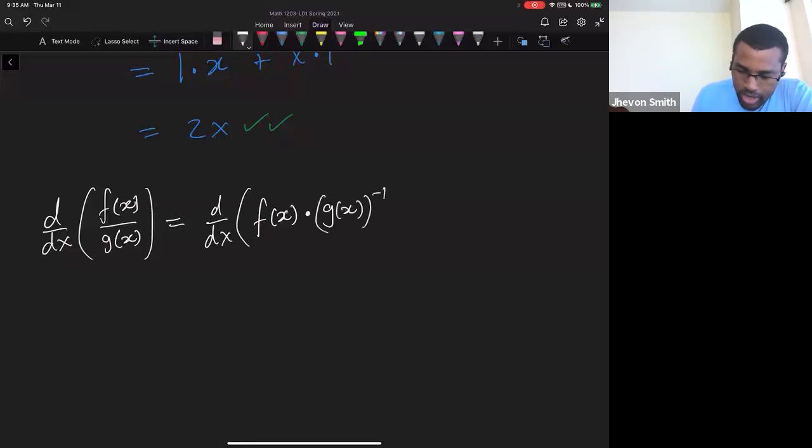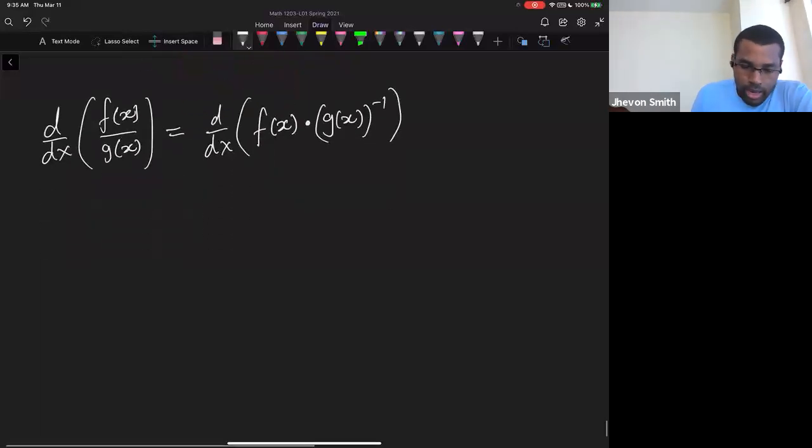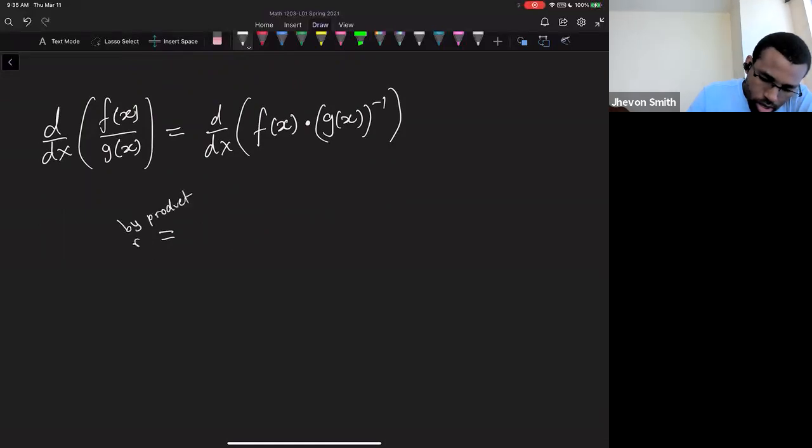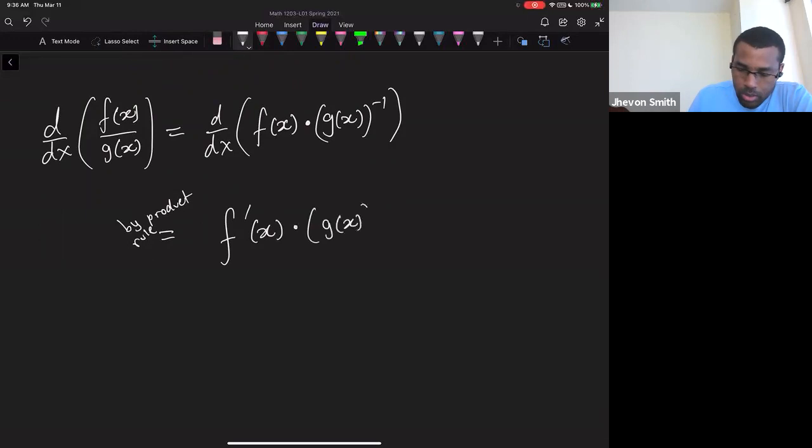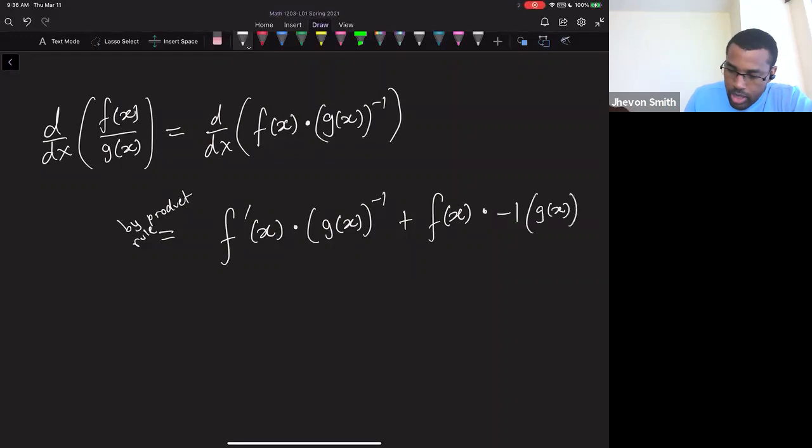Just think of it as g of x to the -1 power. And then I can do the product rule. Product rule says differentiate the first function, leave the second function alone, plus leave the first function alone, and differentiate the second function. Now, what is the second function's derivative? Well, you can think of the g of x as an inside function. The -1 power is an outside function. We can use the power rule to differentiate that. The -1 comes down, leave the inside intact, subtract 1 from the power.